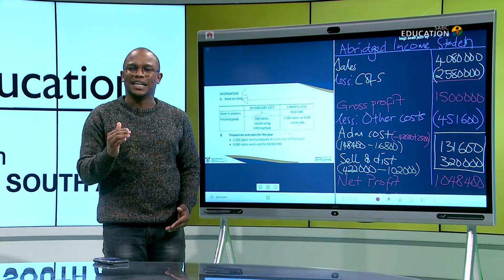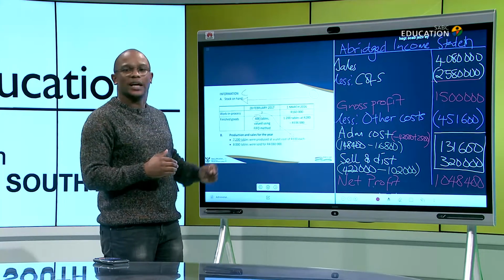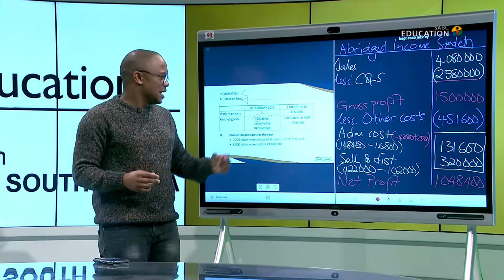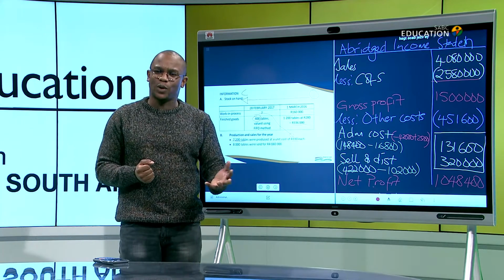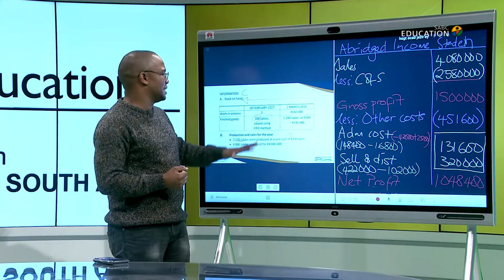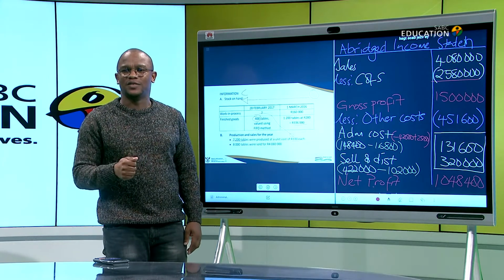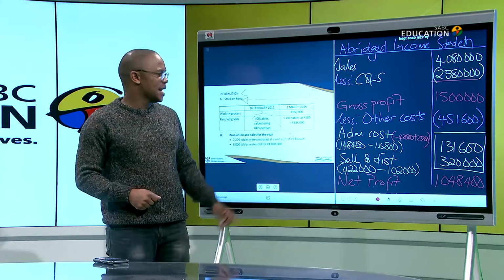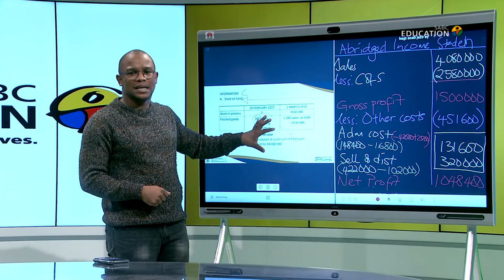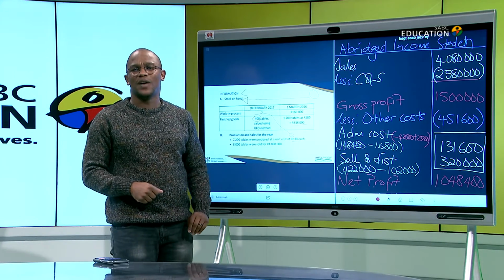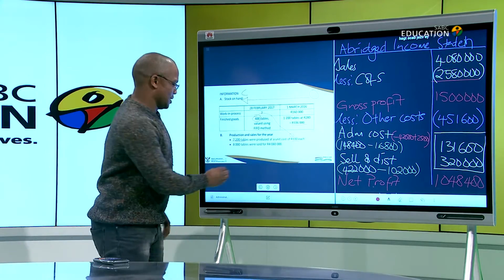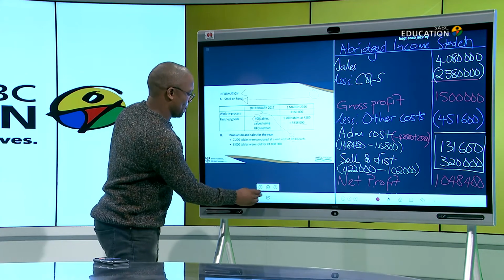Don't forget, my dear learners, the love arrow is very important. If you have 2 years, immediately what you do on your abridged, you must do it on your production cost statement. That is the end of our first activity. Let's go to the next one. I hope you understood this activity and you saw the tricks, how easy it is to get your final answers. Okay, let's go to the next one.